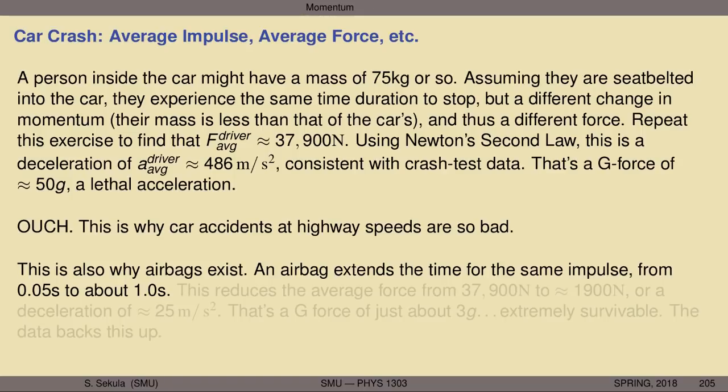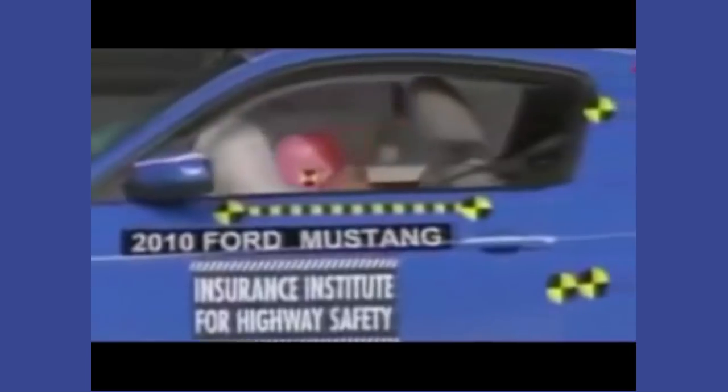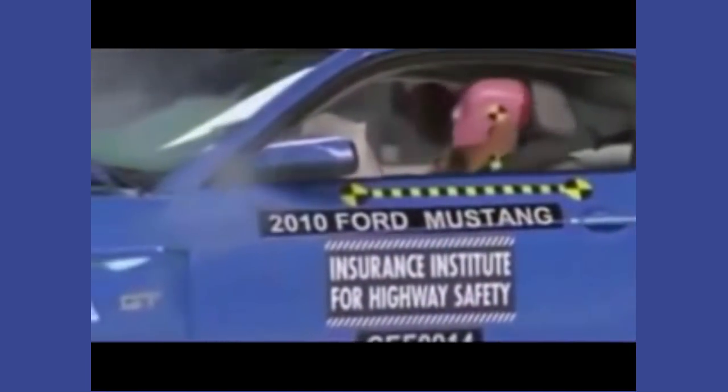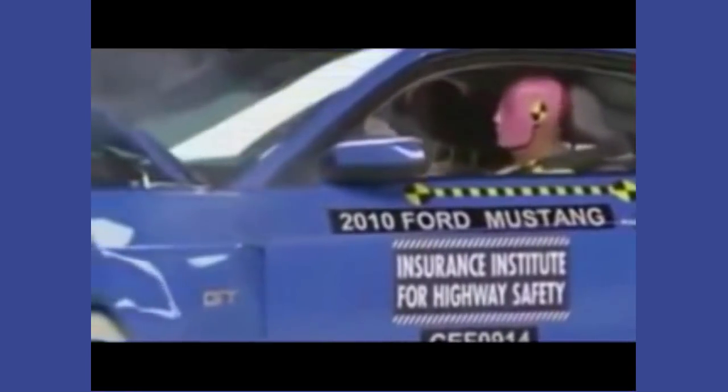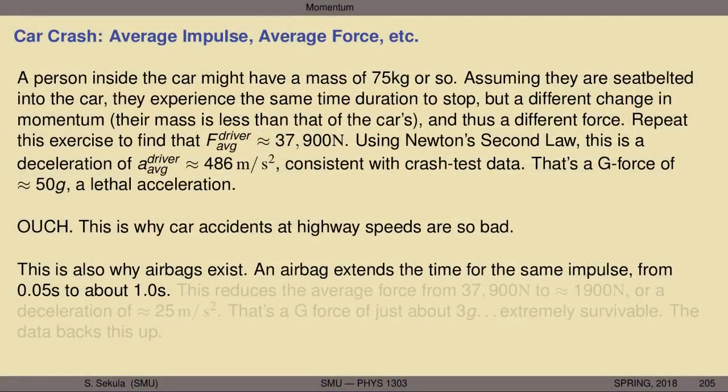If you watch a test involving a crash test dummy and an airbag, watch how long it takes the car to come to essentially zero speed versus how much longer in comparison it takes the crash test dummy to come to essentially zero speed. It can extend from 0.05 seconds up as far as 1 second. So instead of the time the car is being stopped, the human is stopped over a much longer time. So the delta T goes from 0.05 seconds to 1 second.